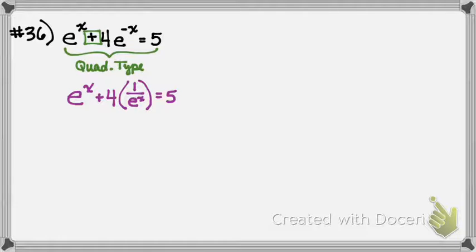Multiply by e to the x. I think that's probably the easiest thing to do right now, and it'll make these other pieces much more obvious for us. So I'm going to multiply everything by e to the x. Do it to one side, got to do it to the other side.